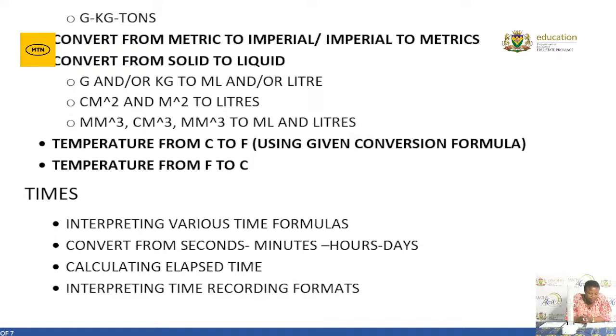We also convert from solid to liquid, where we deal with grams or kilograms, and we have milliliters to liters. We have the other conversion factor where we multiply the unit by itself, where we have centimeter to the power 2 and meter to the power 2 converted to liters. And we also have millimeter to the power 3 and centimeter to the power 3 and millimeters and liters. And the other subtopic under conversion is temperature, where we convert from degrees Celsius to Fahrenheit using the given formula, or converting from Fahrenheit to degrees Celsius.